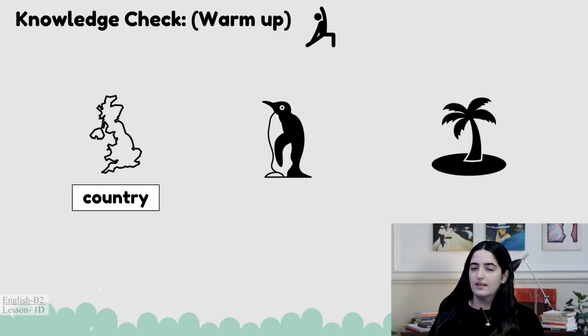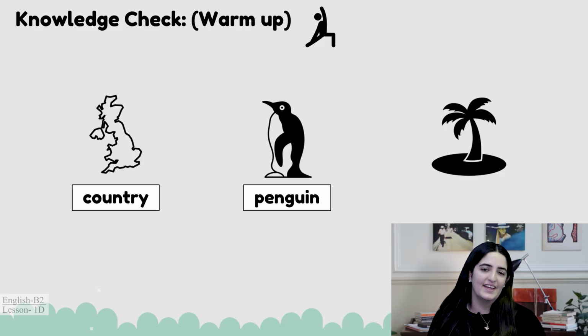So the UK is a country. India is a country, France is a country, Malaysia is a country. These are all countries. Okay, the next one. What animal is this? Pause and answer. It is indeed a penguin, a cute little penguin.